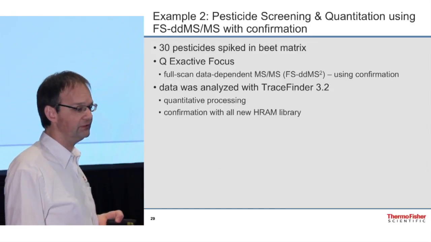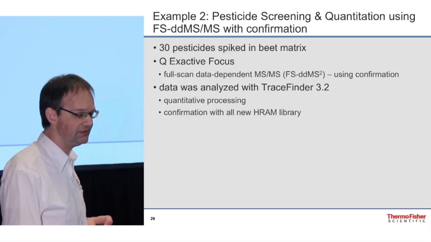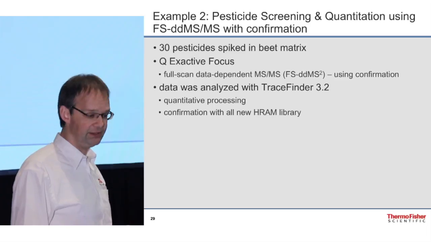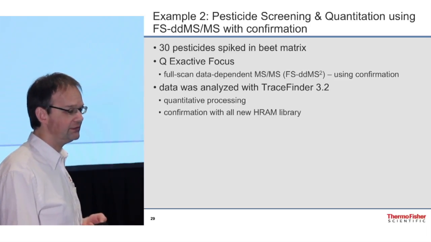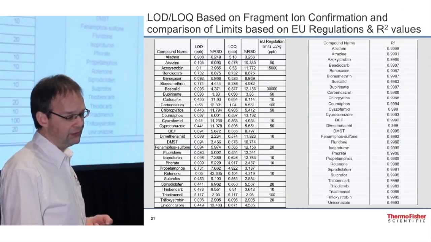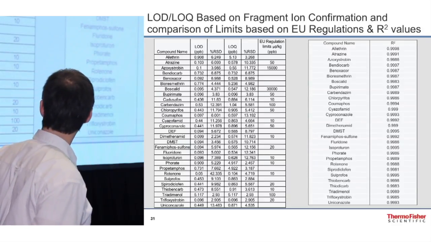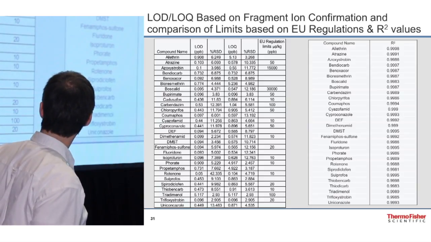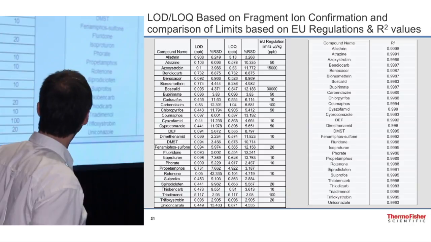Another example were pesticides in baby food matrices in this case, run again, of course, on the Q Exactive Focus, this time with data-dependent MS2. And again, the library was used for confirmation as well. These are the components we looked at in this case. So a couple of pesticides here in the food matrix. And if you look into the LODs here, LOQs here, it's all around 1 ppb with only few exceptions.